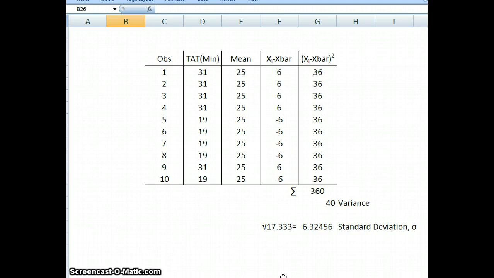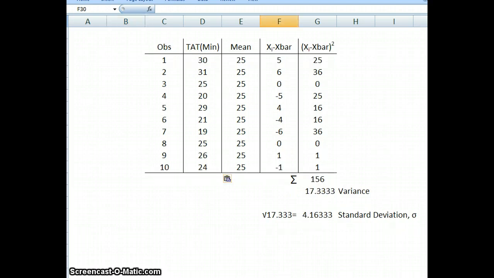So let's get back to our original data set. And so here we are back with our original data set.